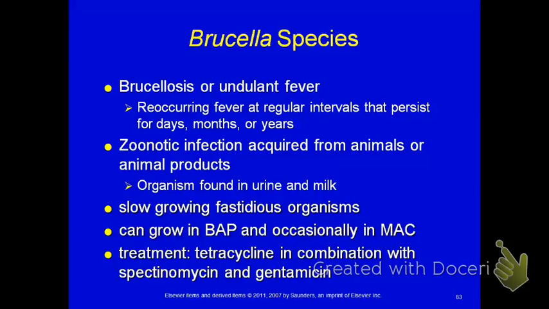Okay, so welcome to another screencast on the continuation of the Hemophilus and other fastidious organisms. And at this point, we will now be discussing the Brucella species. Brucella is the etiologic agent of brucellosis or undulant fever, which is a part of the so-called febrile agglutination test.